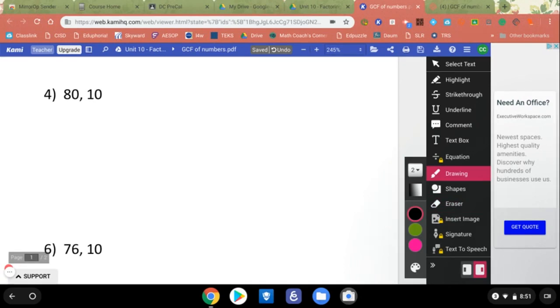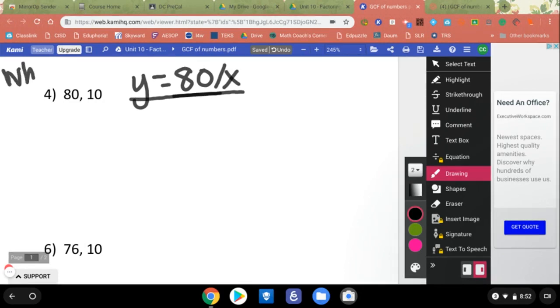So we're going to take 80 and list its factors. Remember, if you don't know what they are, go to y equals and do 80 divided by x and list out your whole numbers. Only your whole numbers. So if you do that, your first one's going to say 1 times 80. Always start with 1. Then you're going to see 2 times 40.